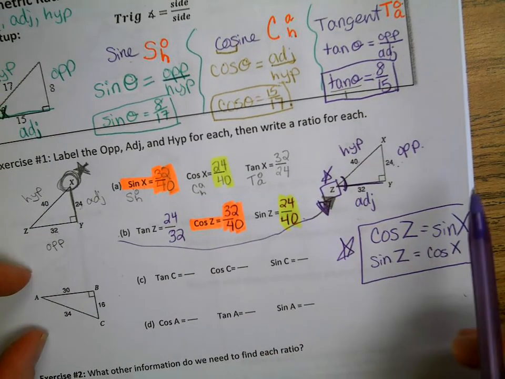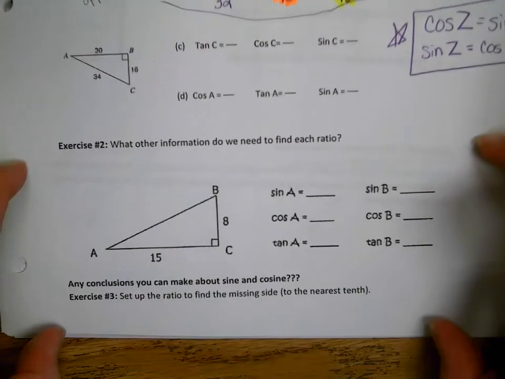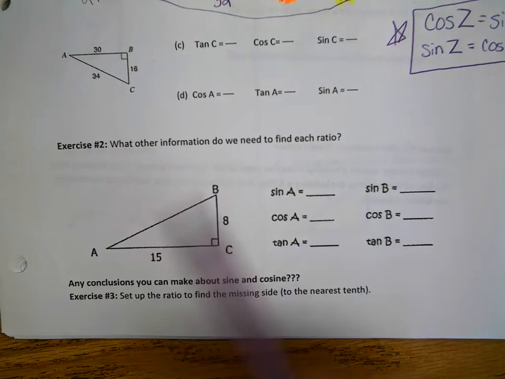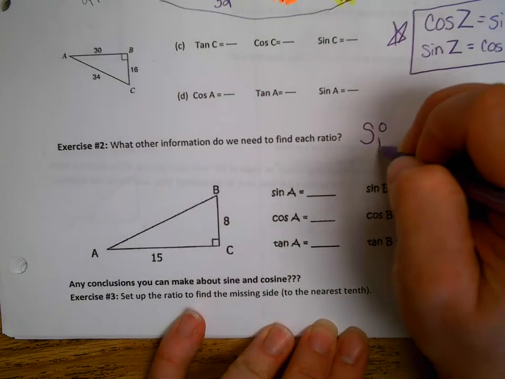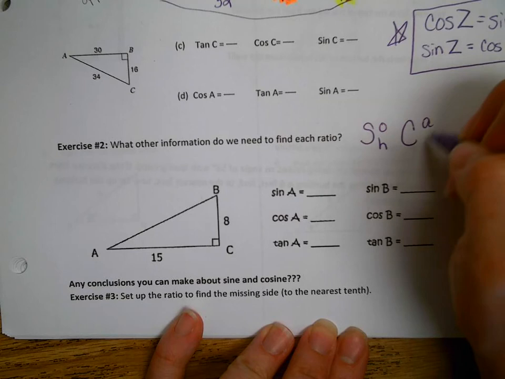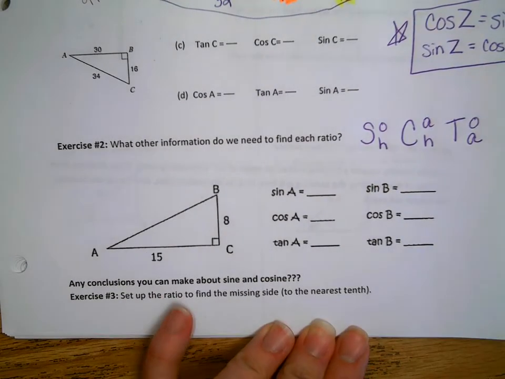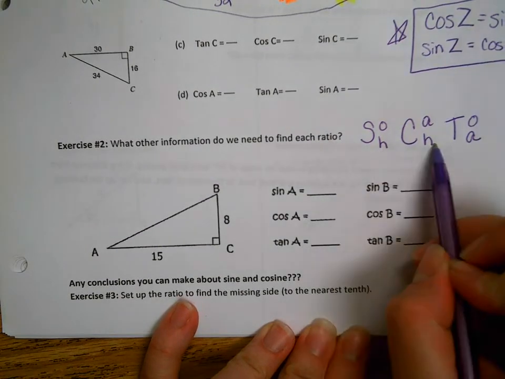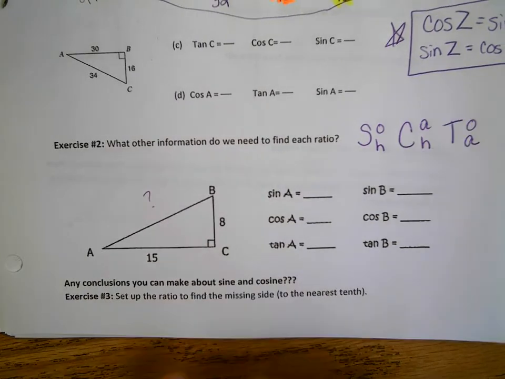Parts C and D, I'm going to skip for now, and I'm going to move down to exercise 2. What other information do we need to find each ratio? So sine, cosine, tangent, and again, I'm going to write my acronym. SOH CAH TOA, SOHCAHTOA. I don't have the H measurement. Okay, I don't know what my hypotenuse is, but it is a right triangle.